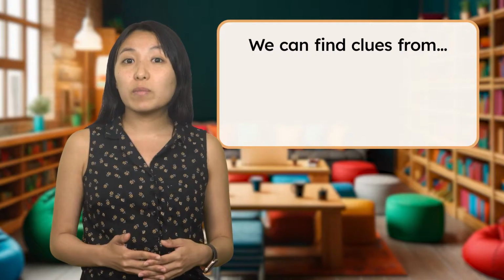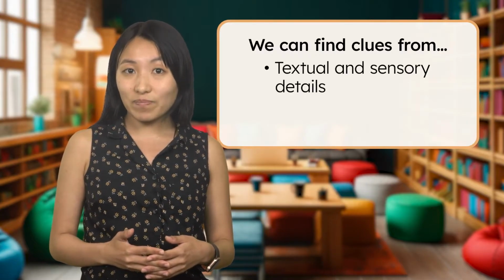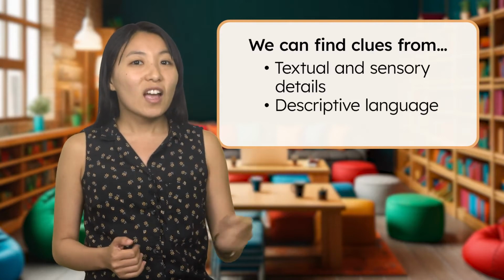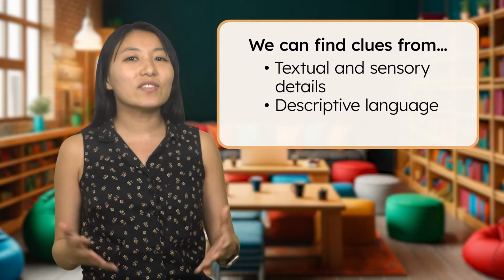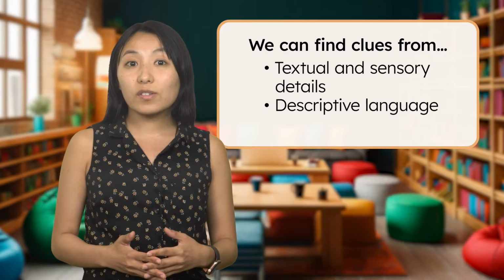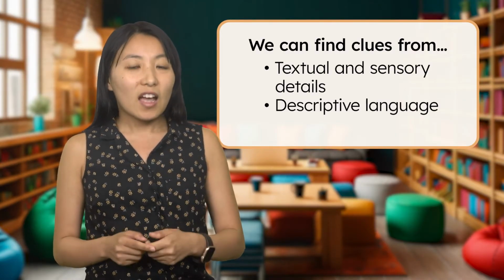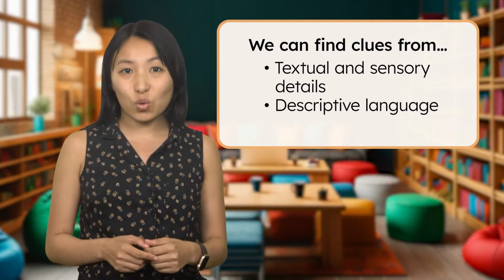But how do we figure out what the setting is? Well, we can find clues from textual and sensory details. The author often gives us hints through descriptive language, helping us get a vivid idea of the scene. They might use words that bring in sounds, textures, tastes, and smells, helping us connect more deeply with the story.